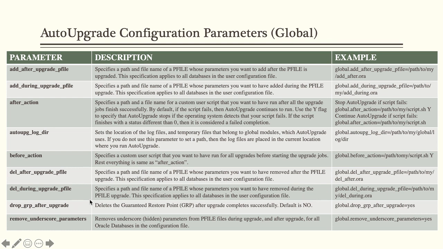Then there's another parameter called remove underscore parameters, which is by default set to yes. Oracle always said that prior to starting an upgrade, if there are any hidden parameters in your parameter file, the ones that start with underscore, remove them, and only after the upgrade, if you feel they are still relevant, add them back, but don't keep them during the upgrade process. So you can say global dot remove underscore parameters equals yes, meaning during the upgrade process, all those underscore parameters would be removed.